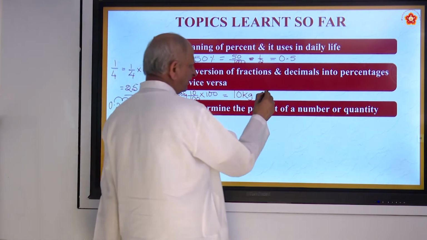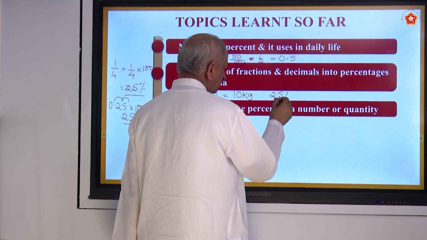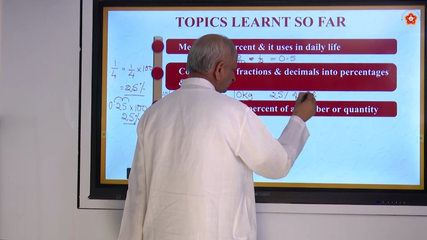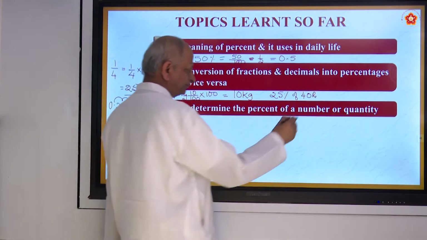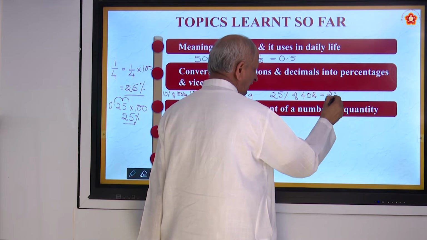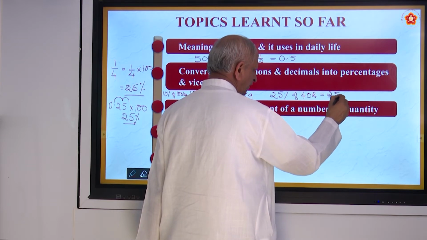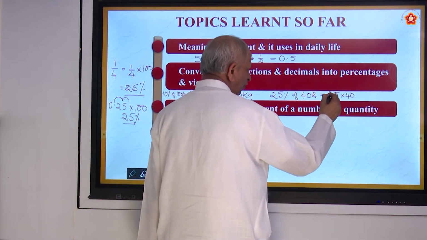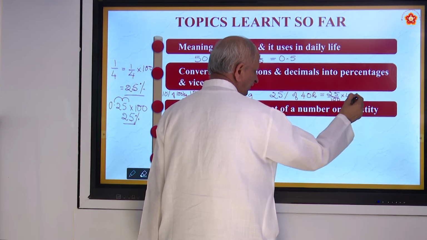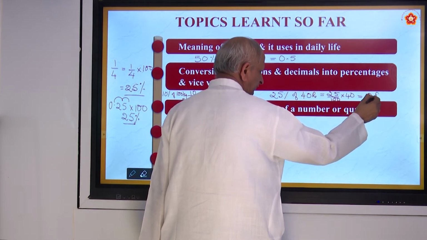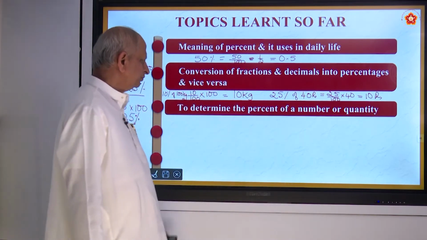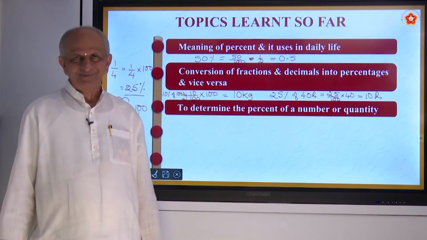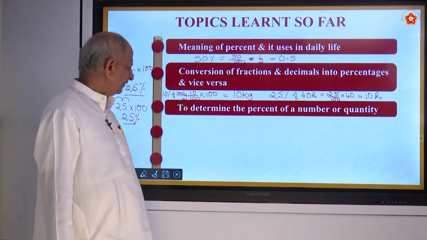And 25% of 40 rupees. How do you do it? So 25 by 100 into 40. And that will be equal to 1 into 1, 4 into 4, 10. That is 10 rupees. So percentage of a number or a quantity. Is it not? That is how you convert it.